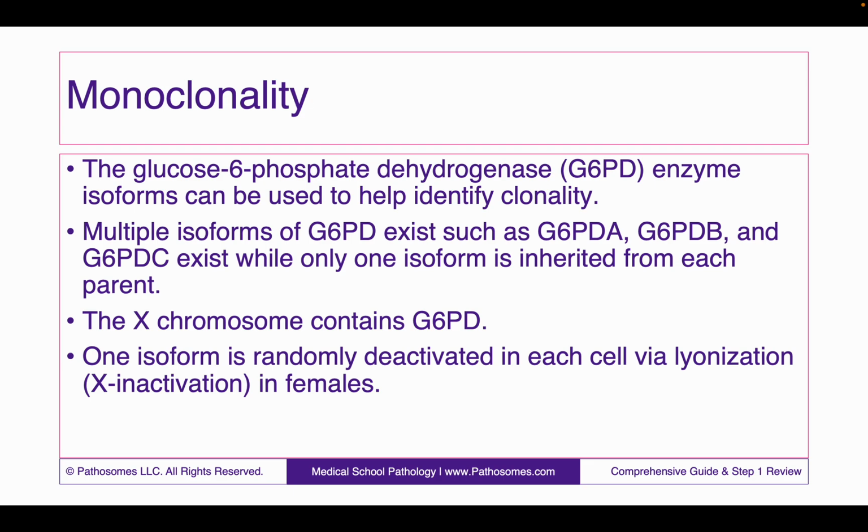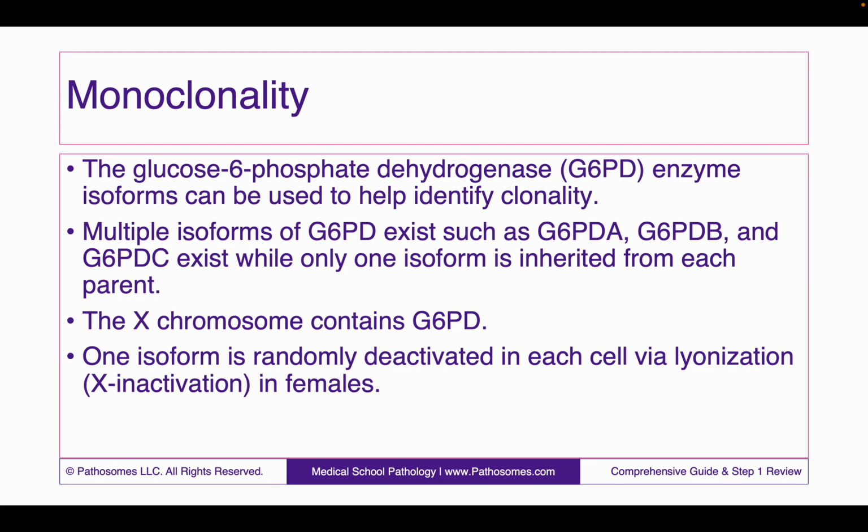The glucose 6-phosphate dehydrogenase enzyme, also known as G6PD, isoforms, can be used to help identify clonality. Multiple isoforms of G6PD exist, such as G6PDA, G6PDB, and G6PDC. Those exist while only one isoform is inherited from each parent.